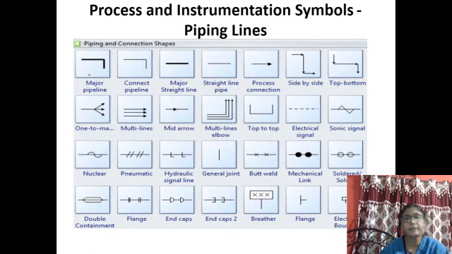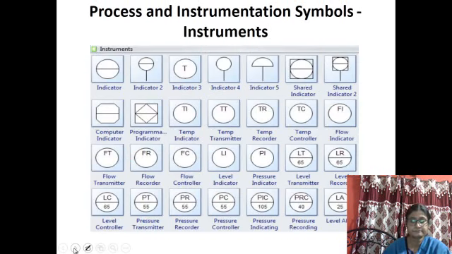These are the different types of piping lines. Say solid bold lines. This is for major pipelines. This is connectors, connecting lines. This is side connections, top and bottom connections. So all these are typical symbols. Pneumatic, you are familiar with this signal, that is the pneumatic signal. For electrical signal, a dotted line is there, and different other types of signals and pipelines.